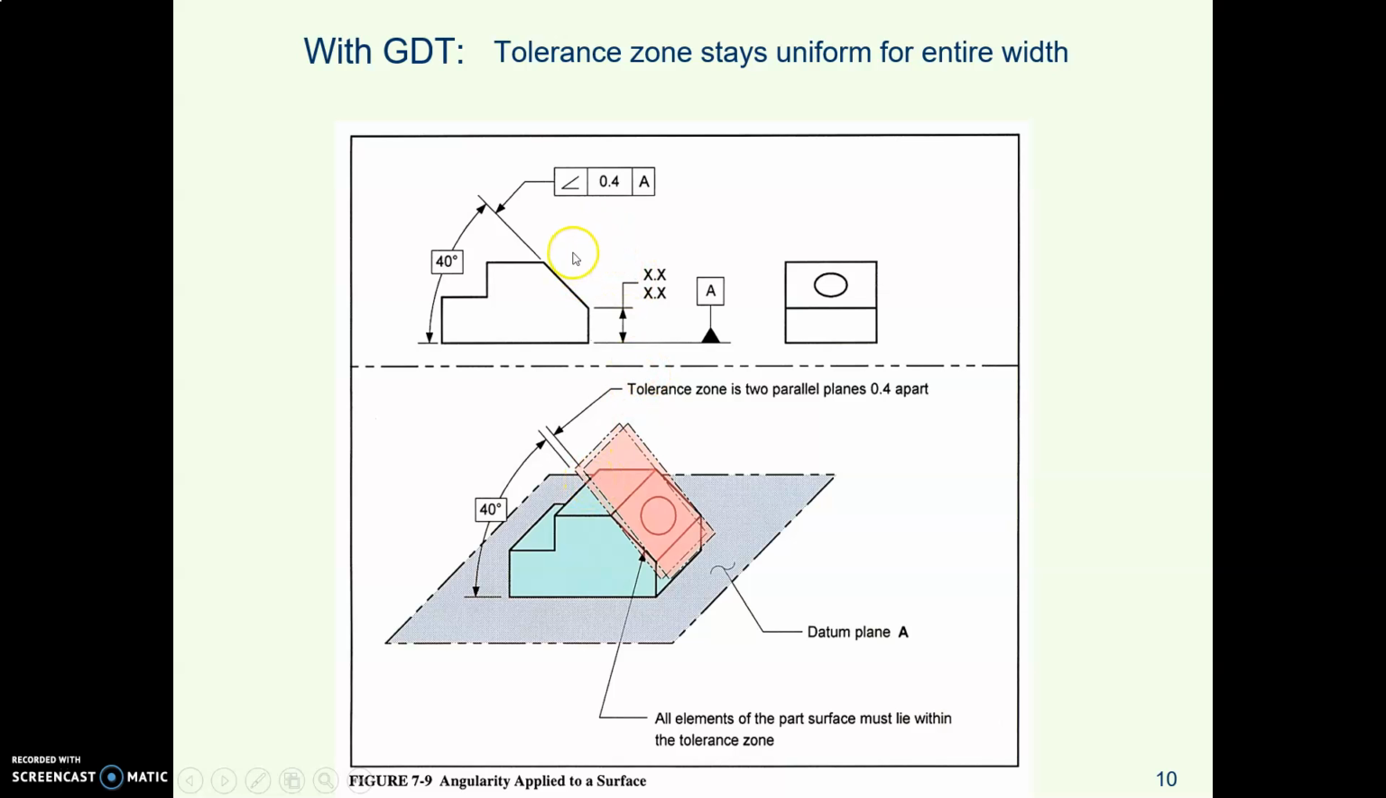This block here has angularity applied to this sloping surface. And it says, this is a metric part, there are two parallel planes 0.4 of a millimeter apart. Here they are in the picture, within which all the bumps on the surface must lie. No matter how long or how short that surface is, there are two parallel planes that are 0.4 apart. That's where the surface has to lie.